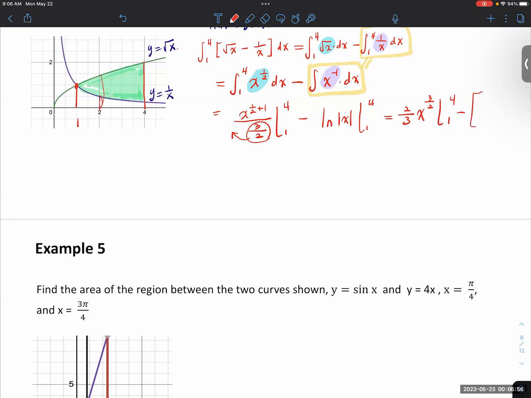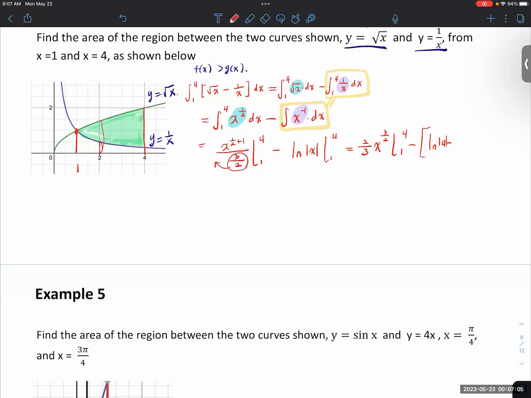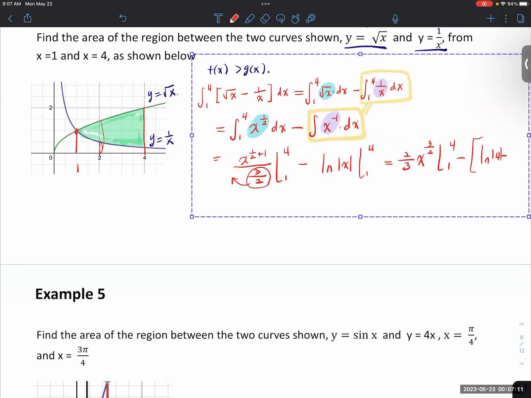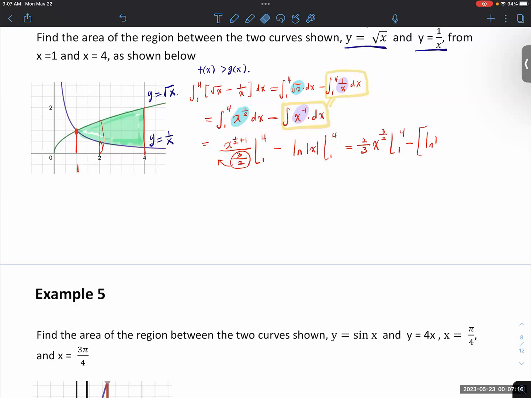And then this one, we know ln 4. I need a space, so let me make a little bit of space. So ln of the absolute value of 4, ln 1, but it's going to be a positive number. I'm going to minimize again. So what I'm saying is, you're going to have ln 4 minus ln 1. Right? Then we keep simplifying. This means 2 over 3, 4 to the 3 over 2, 1 to the 3 over 2. And ln 1 is 0. So we have a negative ln 4.